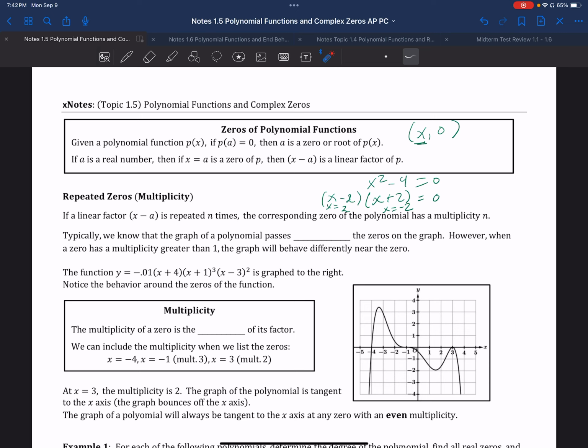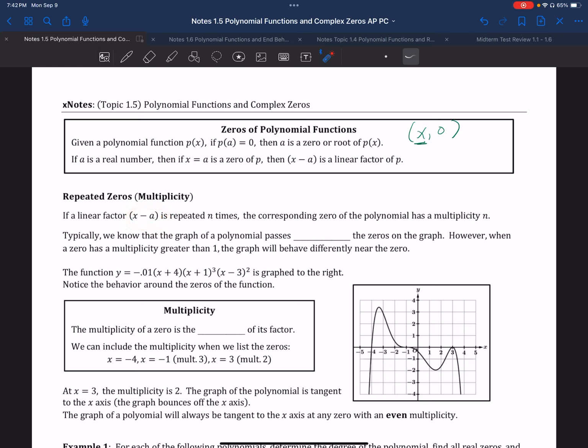Like I said, you have seen it before, so it's just going to be a little bit different, kind of elevating it to the next level. You can have repeated zeros or multiplicity. So if you have a linear factor that repeats more than one time, or n times, then you can say that the root, x-intercept that comes from that linear factor has a multiplicity of n.